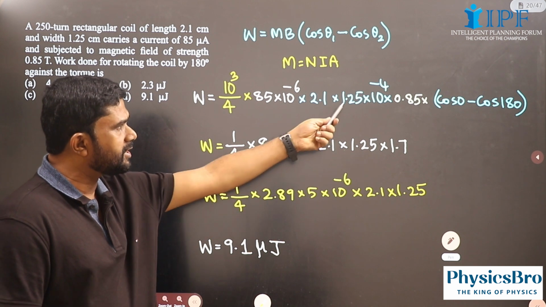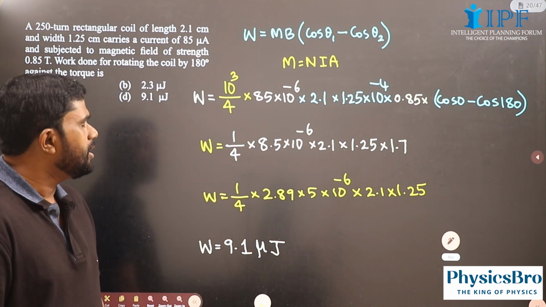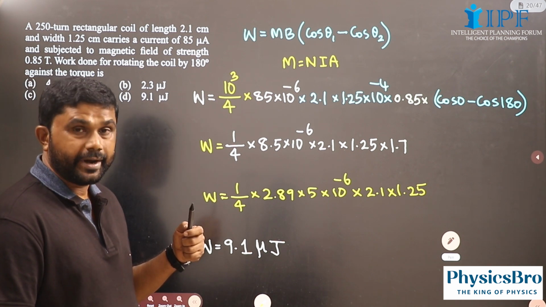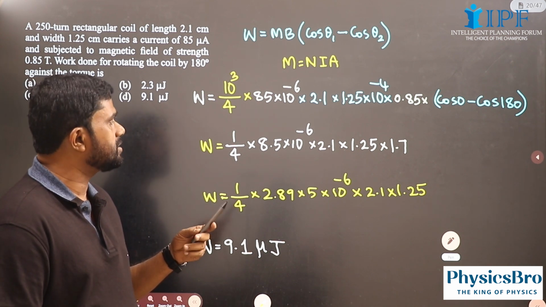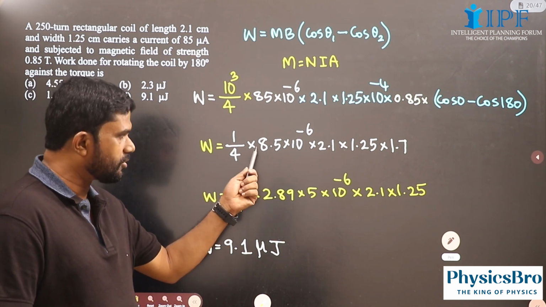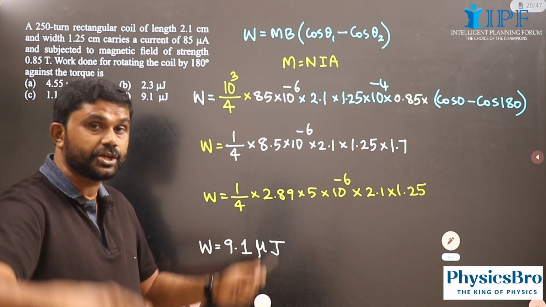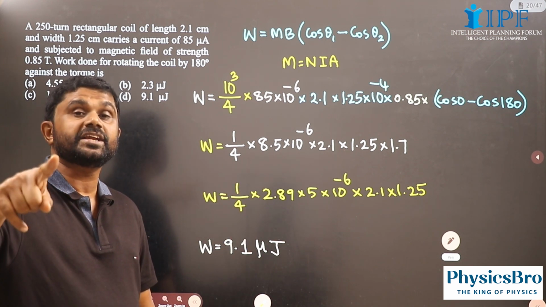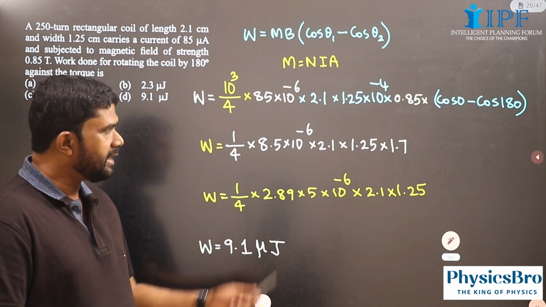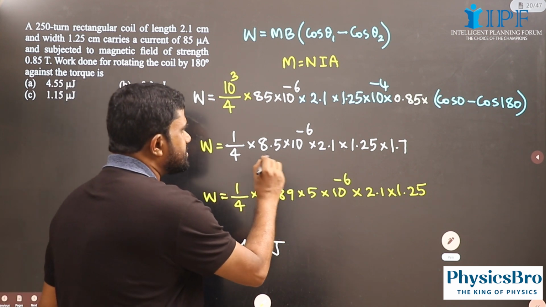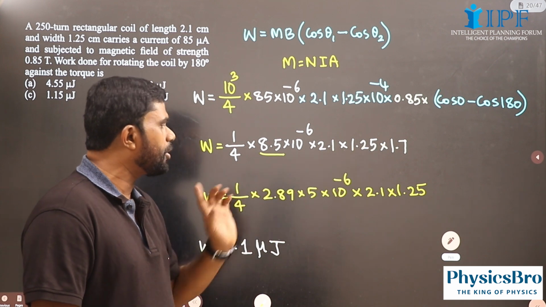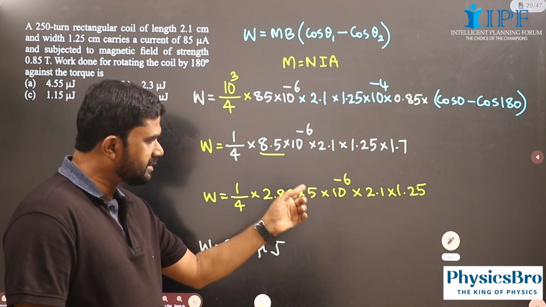This 2.5 I have written here as 1.25 also. Now see this 0.85, we can write it as 1.7 into 5. See, the square of 17 is 289, so 1.7 squared will be 2.89. Let me split this as 1.7 into 5, 1.7 into 1.7 is 2.89, and 5 will be remaining, that I have written here.